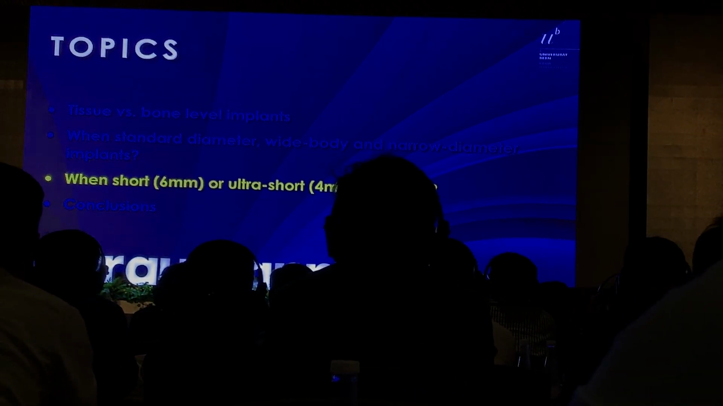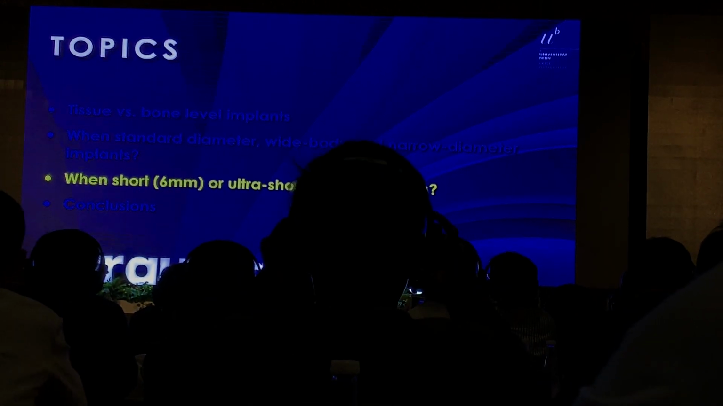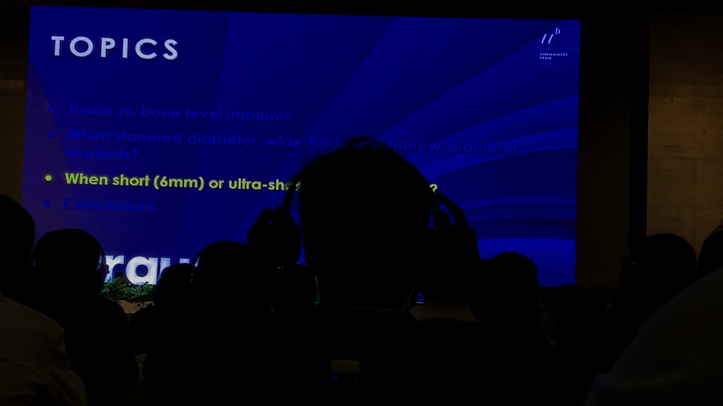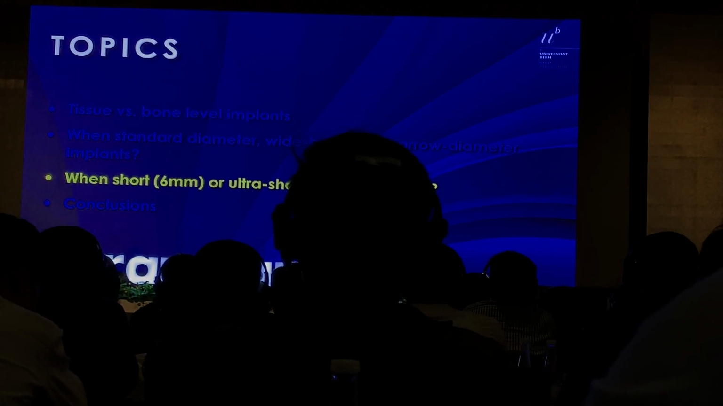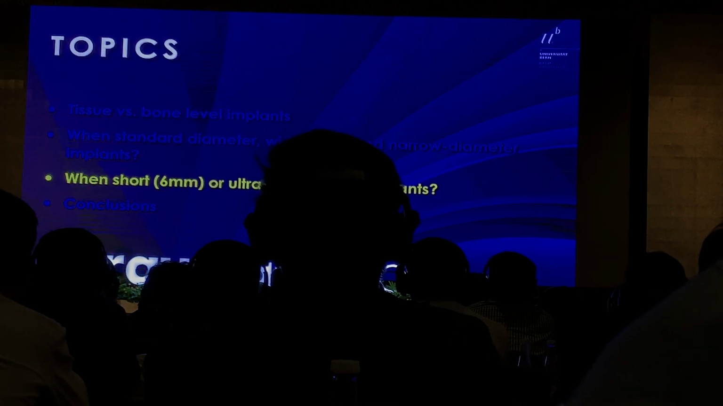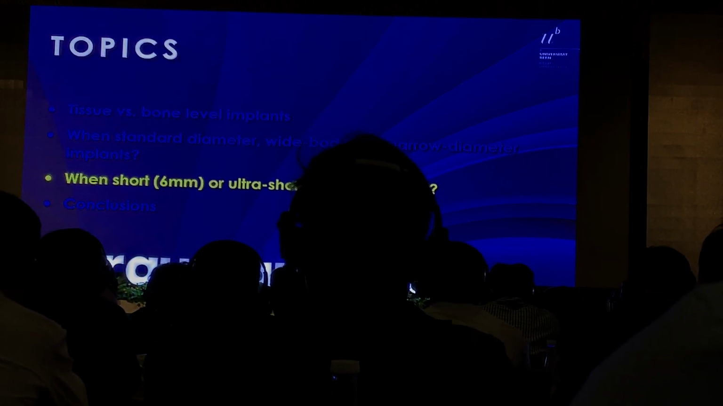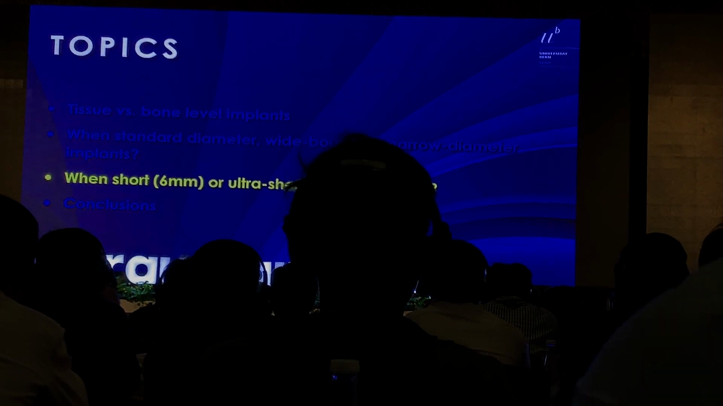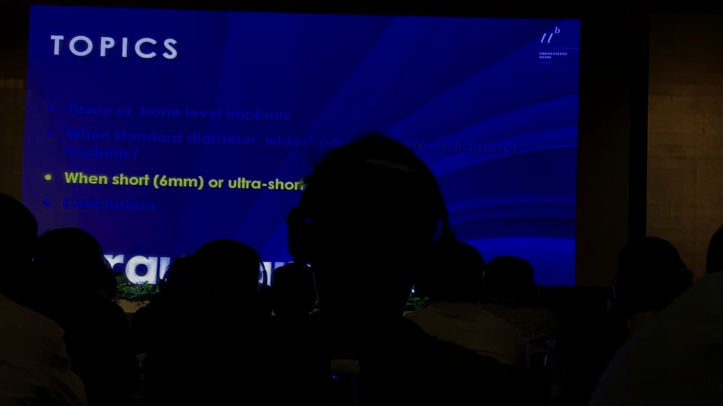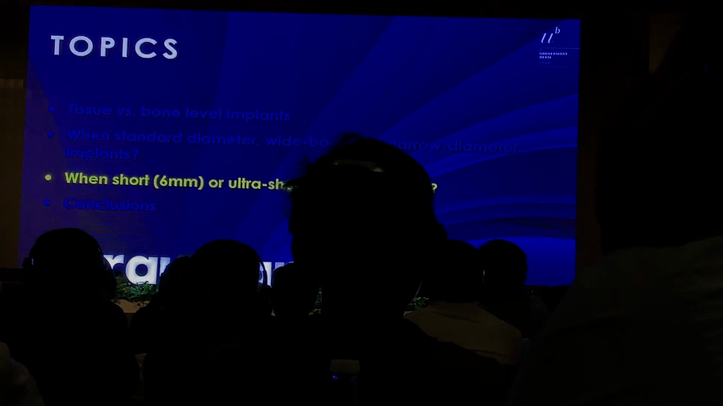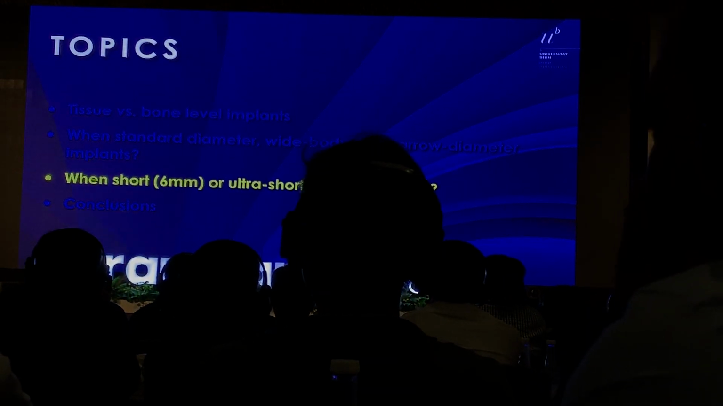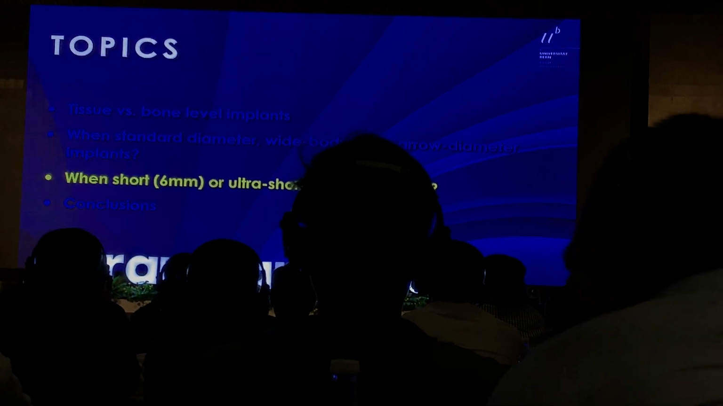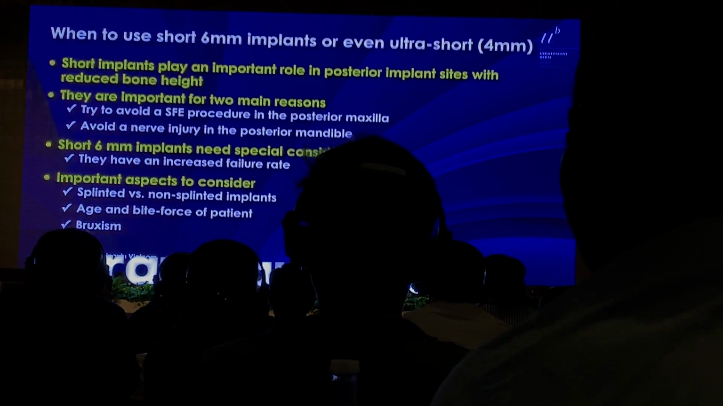These are not new implants, the 6 millimeter short implants. They go back to 1986. I show you my first patient I treated in 1986. But the ultra short implant goes back 5 years now. I do it with enthusiasm. When I want to bypass a sinus floor elevation, I use it in 3-4 patients a year in the posterior maxilla. That is how we do it.